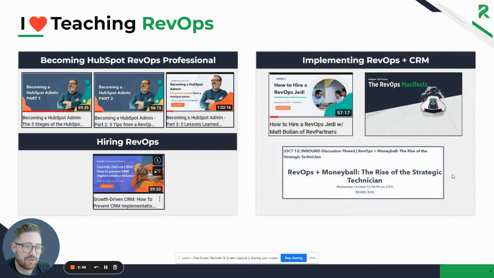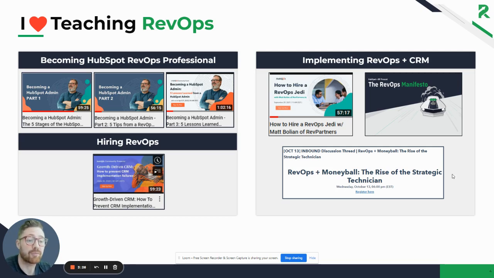So we have the growth through design, how to implement and prevent your CRM implementation from failing, how to actually implement, how to hire RevOps Jedi, like our process internal to RevPartners to go through it. Our inbound talk about Moneyball, which is a common analogy for RevOps. That's useful. We'll talk a little bit more about it today. And a RevOps manifesto. So what are 10 top tips when you're thinking about revenue operations and how to execute it? There will be more.